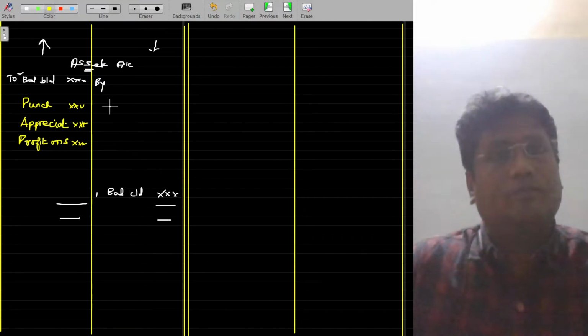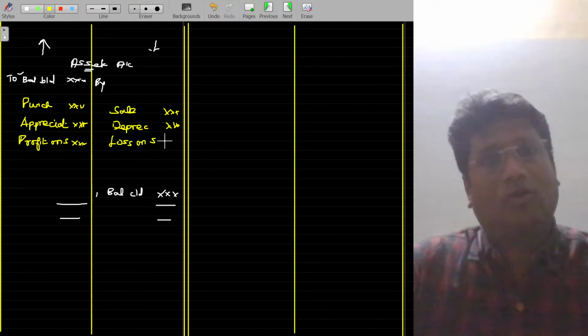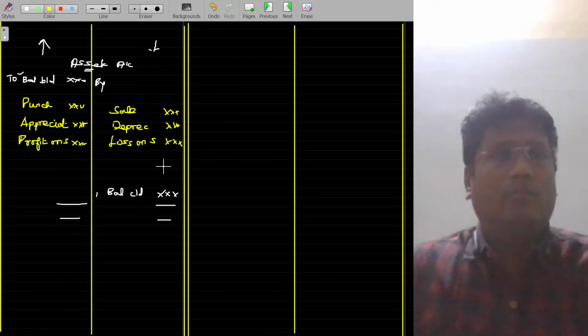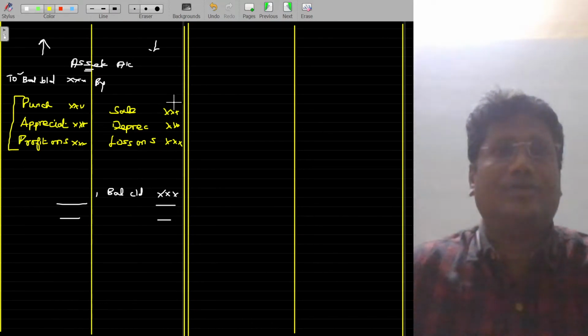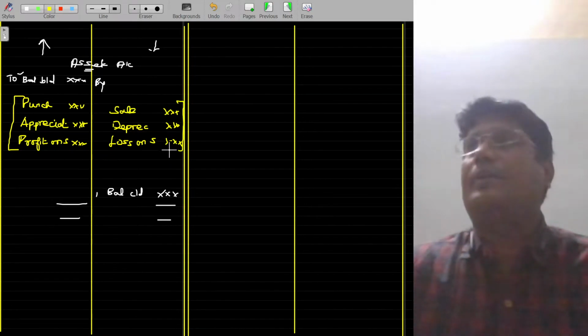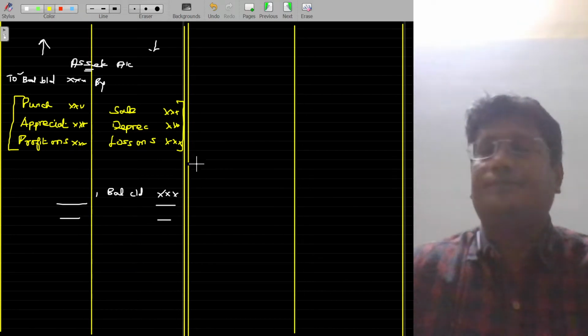In reverse, just the opposite. Instead of appreciation, we have depreciation here. Depreciation is the reason for decreasing the value of the asset. Instead of purchases, we have the sale of the asset. Instead of profit on sale, in inverse, loss on sale here. Hope you could understand. Purchases, appreciation and profit on sale will be reasons for increasing. In reverse, these three will decrease the value of the assets. Right.